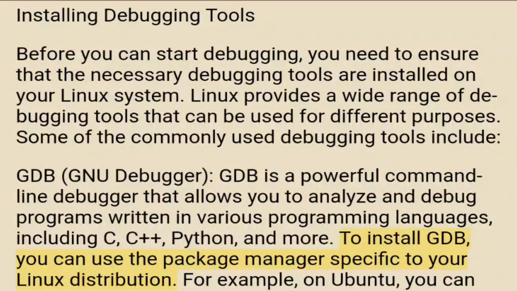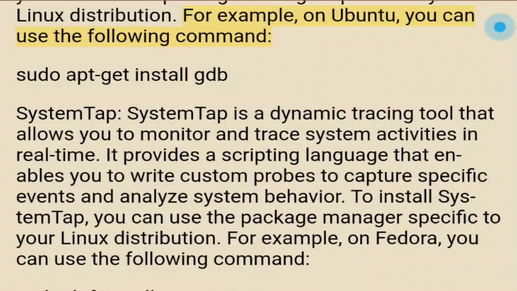To install GDB, you can use the package manager specific to your Linux distribution. For example, on Ubuntu, you can use the following command: sudo apt-get install gdb.